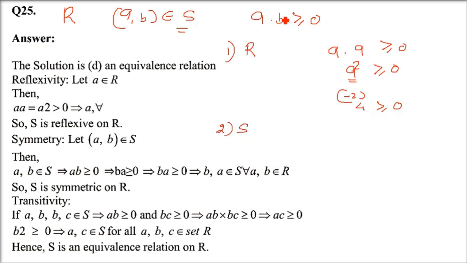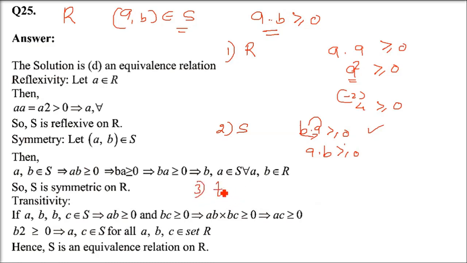Symmetric. Replacing A by B and B by A. In place of A, replace B. In place of B, replace A. We are assuming it to be true. A dot B greater than or equal to 0 is true. So if A, B is there, B, A should be there. Now we can again change the position, so this is absolutely equal to the previous one. A dot B is greater than or equal to 0. So this is symmetric as well.